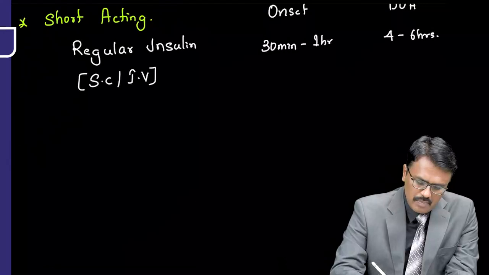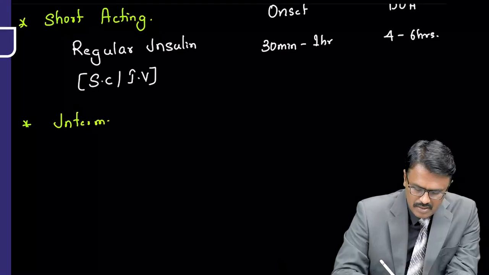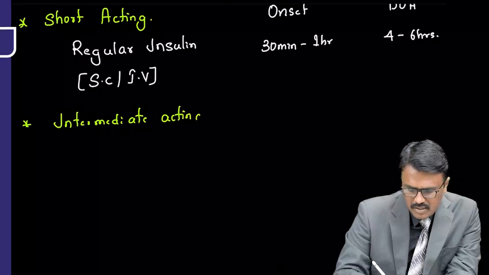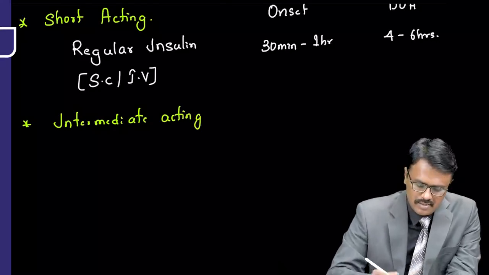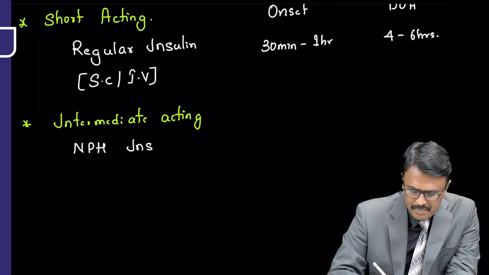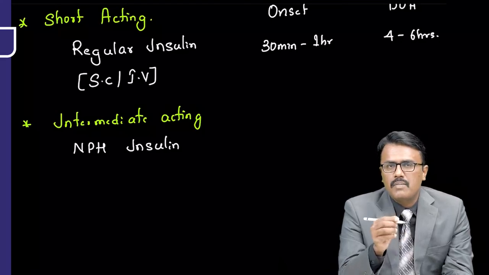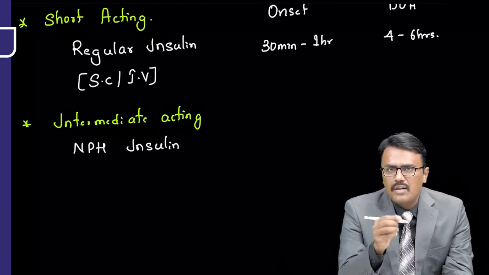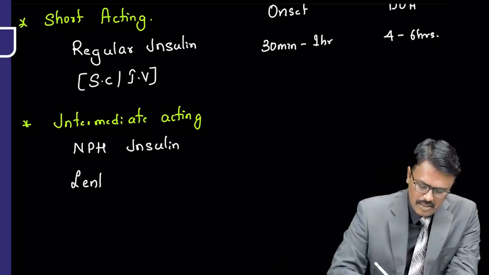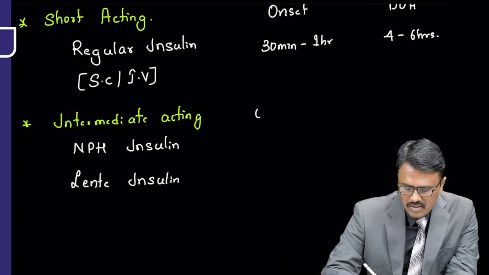Now moving on to another type of insulin. These are called intermediate acting insulins. They are called NPH insulin. What does NPH stand for? NPH stands for neutral protamine hagedorn insulin. And one more insulin is called lente insulin.